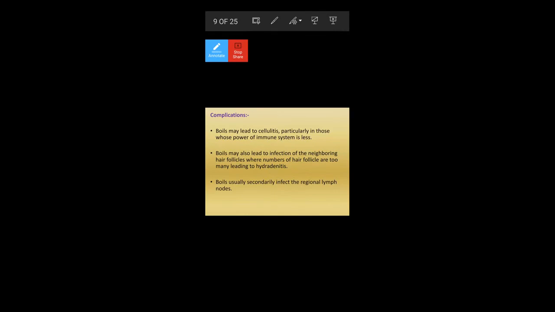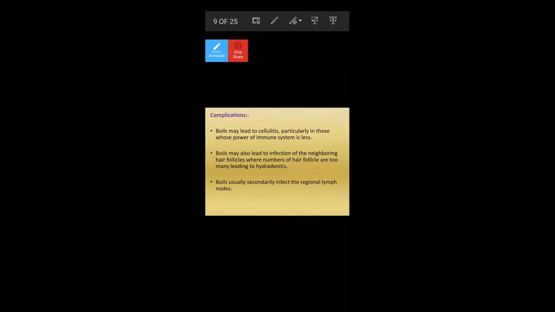Now this is something interesting. If the person has a hair follicle infection in an area where there is an abundant amount of hair, one is the scalp, another is the axilla, another is the perianal region. Here what happens is that if one hair follicle is infected, the infection is going to spread to some other follicles also. This will cause a condition called hidradenitis, which means that a lot of hair follicles together will create a large boil, which is also called a carbuncle.